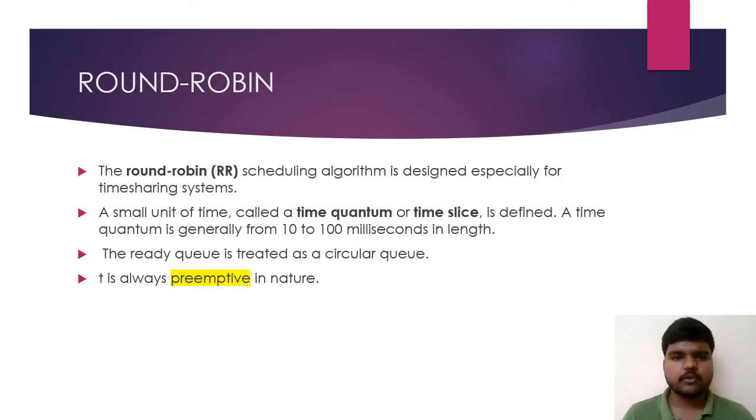The last algorithm is the round-robin algorithm. The round-robin algorithm is especially designed for time-sharing systems, which have a time quantum or time slice, which is the smallest unit of time. Generally, the time quantum will be in the range of 10 to 100 milliseconds in length. Here, in this algorithm, the ready queue is a circular queue, and it is always preemptive in nature.